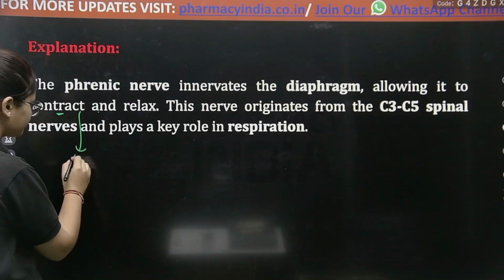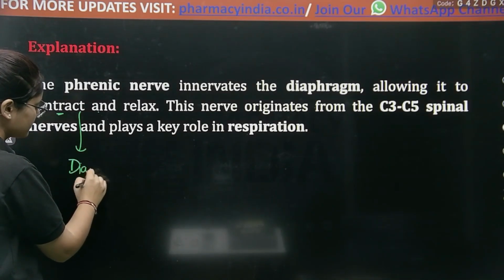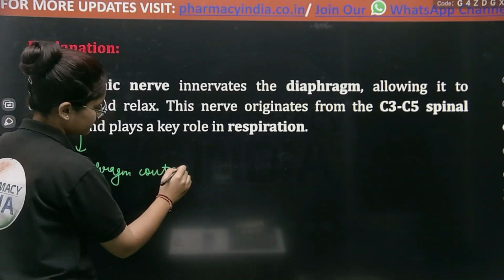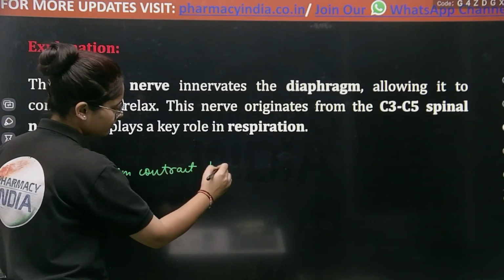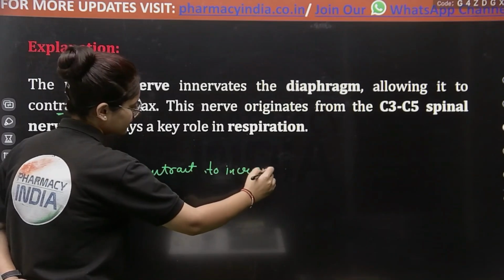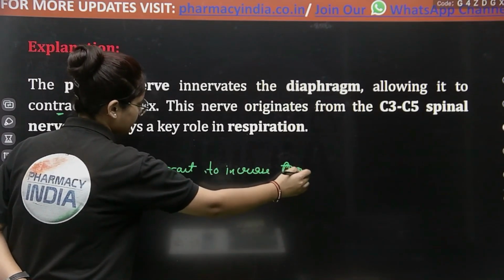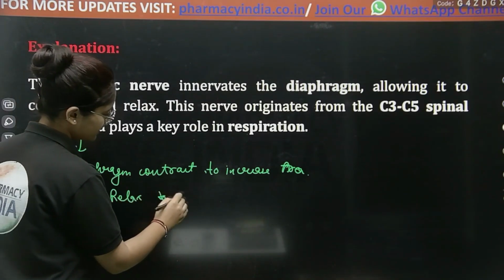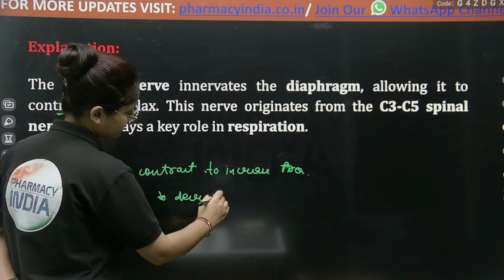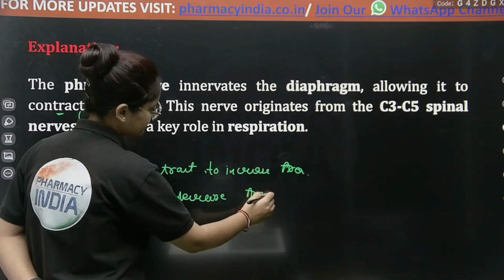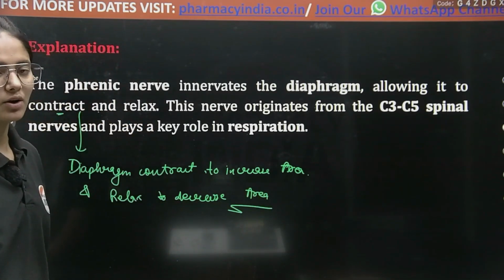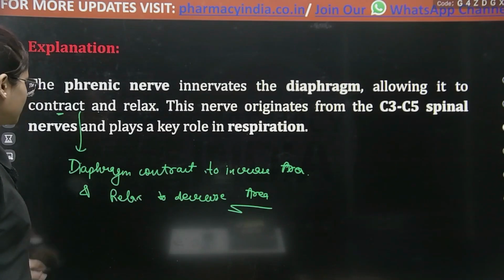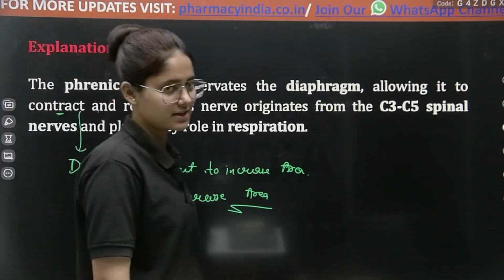Means the diaphragm contracts to increase the area. Clear? And it relaxes to decrease or minimize the area. This is the function of the phrenic nerve, which allows the diaphragm's movement. This nerve originates from the C3 to C5 spinal nerves and plays a very important role in respiration.